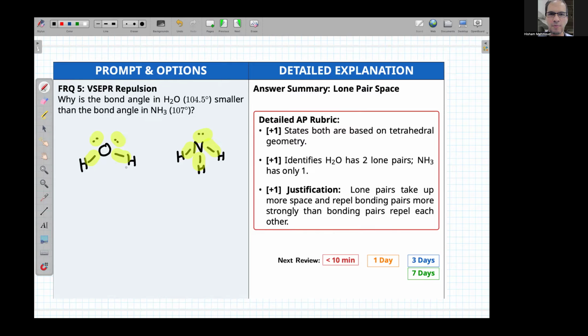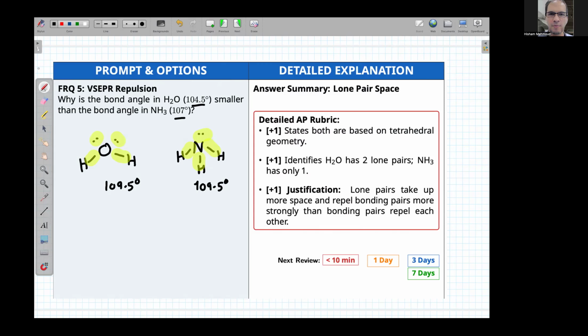4 domains means tetrahedral electron geometry with ideal angles of 109.5 degrees. Ammonia also has 4 electron domains, 3 bonding pairs and 1 lone pair equal 4 domains. Also tetrahedral electron geometry with 109.5 degrees. But why the different angles? Why is it not 109.5? This is where the lone pairs come in.